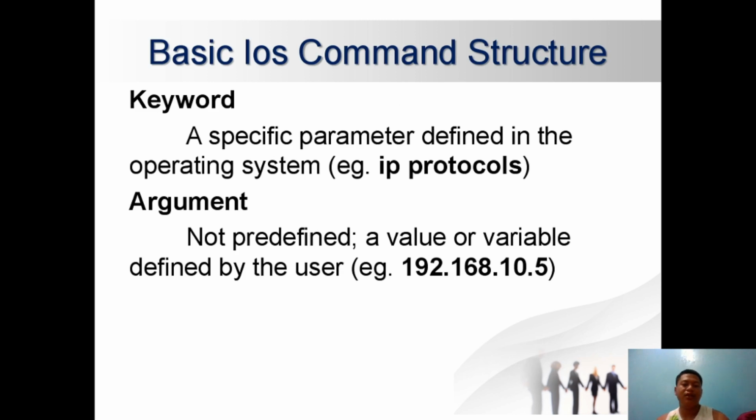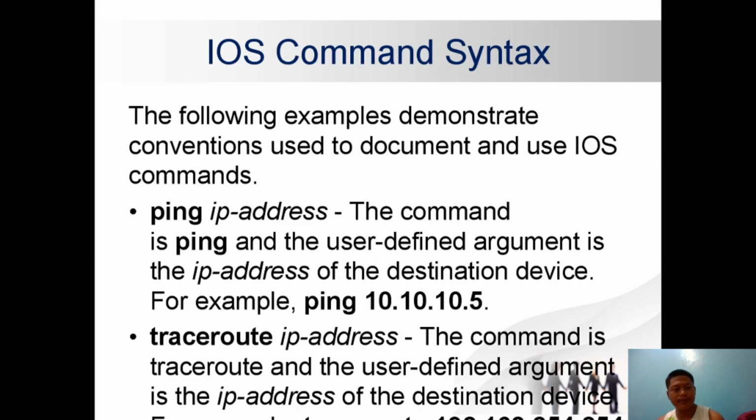Next is basic IOS command structure, the keyword and the argument. A keyword is a specific parameter defined in the operating system. An argument is not predefined; it is a value or variable defined by the user.